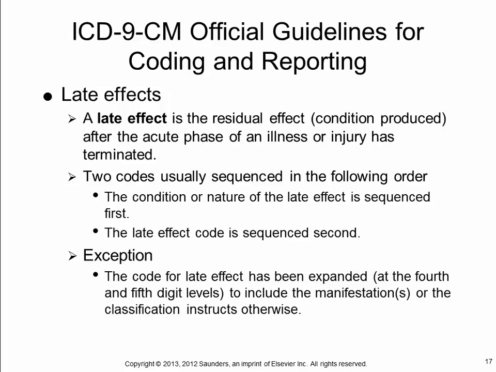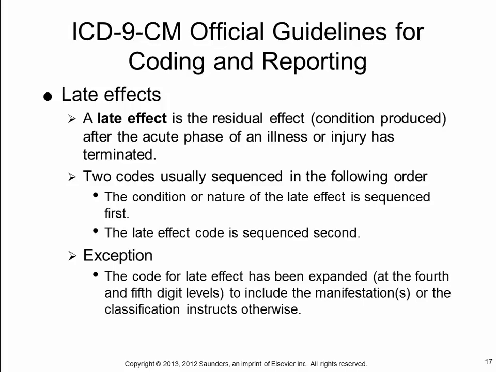Two codes usually are sequenced this way. Number one, the condition or the nature of the late effect is sequenced first. So that would be the soap scum. That is our condition. The late effect code is sequenced second. That would be a code that would describe late effect of a bath. We took a bath that caused soap scum. So late effect of a bath, okay?